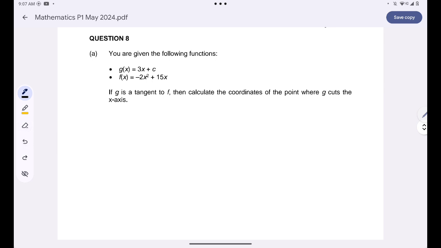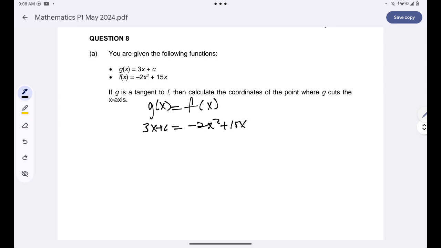But for me to find the value of c, I must use the relationship between f and g. Since we are told that f and g are tangent to one another, which simply means the delta for the intersection is equal to 0. How do I find the intersection? I just need to equate the two graphs. I'll have 3x plus c is equal to negative 2x squared plus 15x.